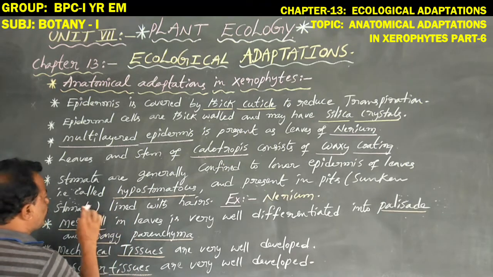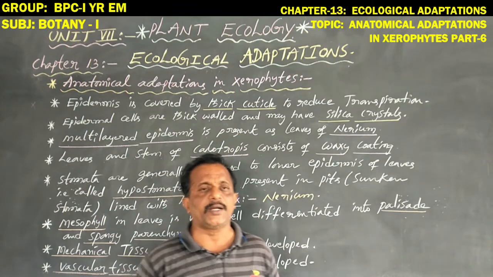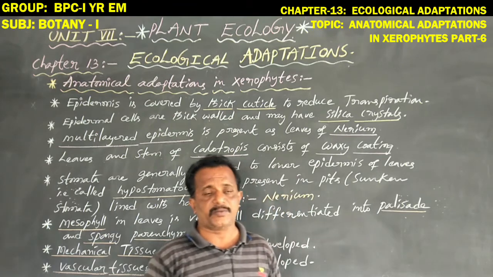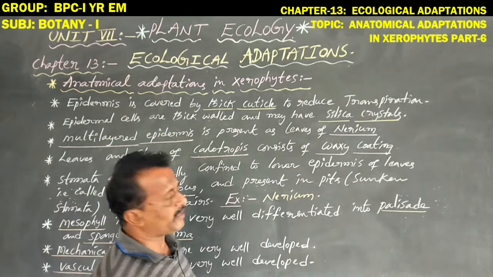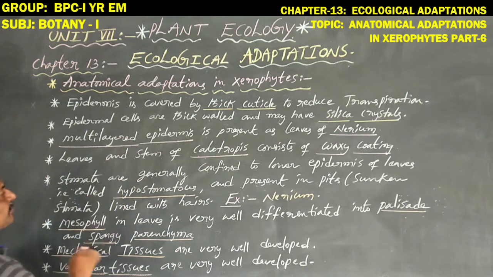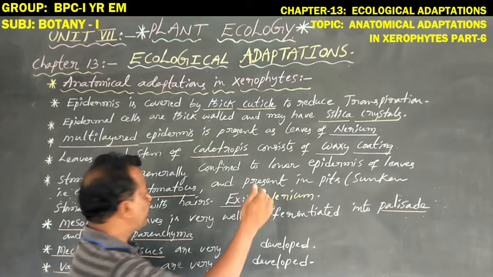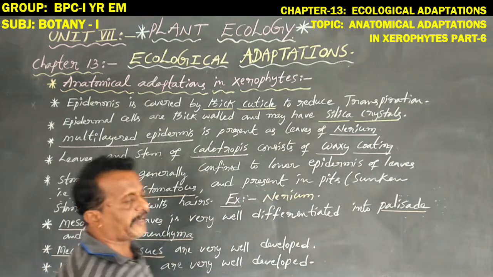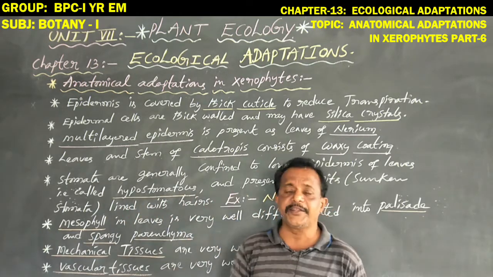Present in pits, that is sunken stomata lined with hairs. Sunken stomata also have hairs, for example in Nerium leaves. Nerium leaves also contain a multilayered epidermis, hypostomatous condition, and sunken stomata lined with hairs. These are the important characteristic features of the Nerium leaf.